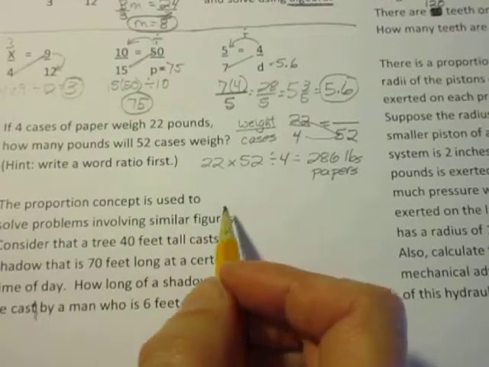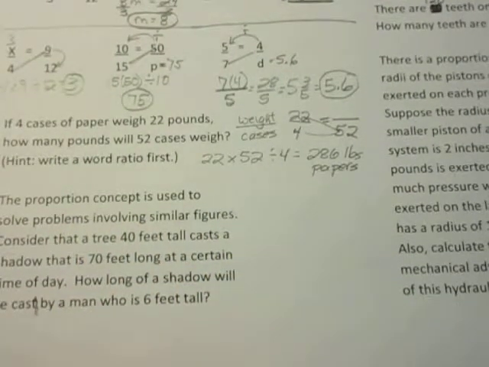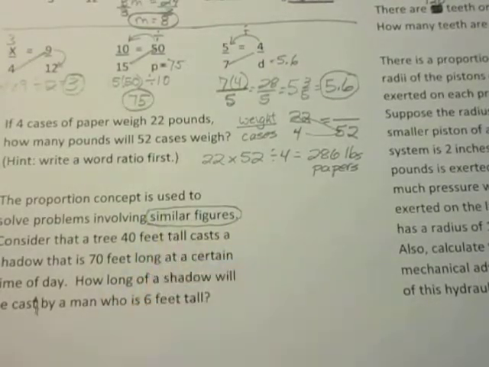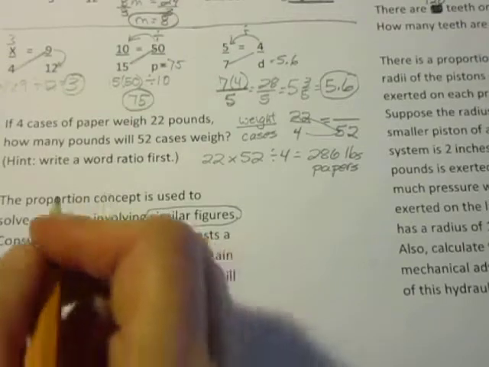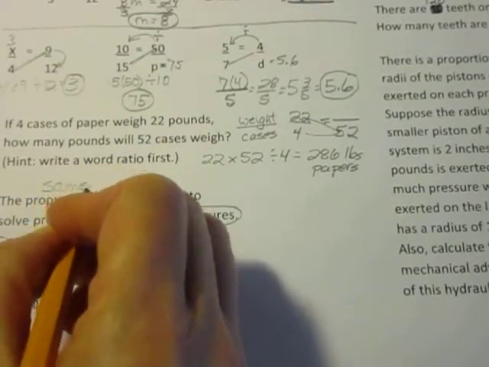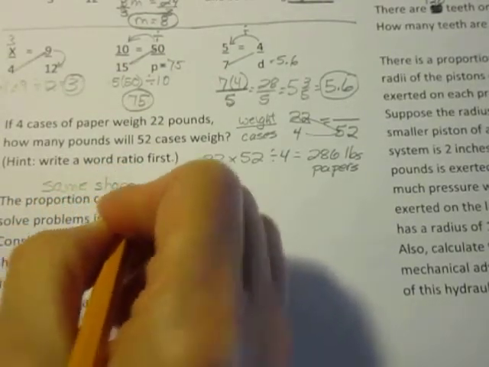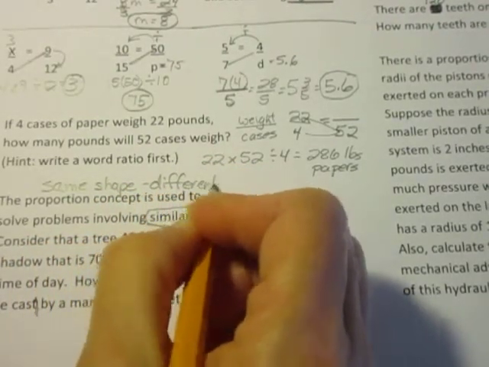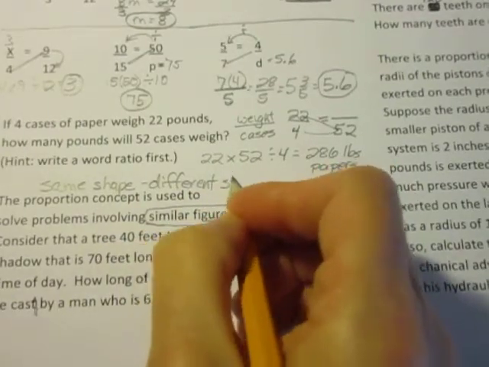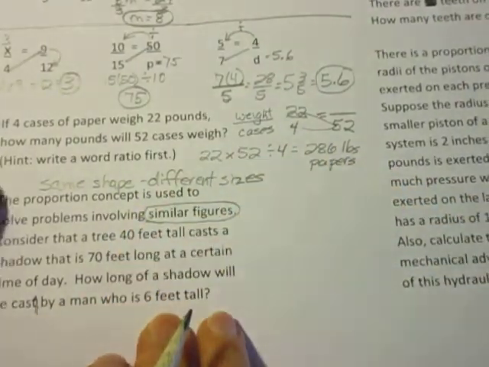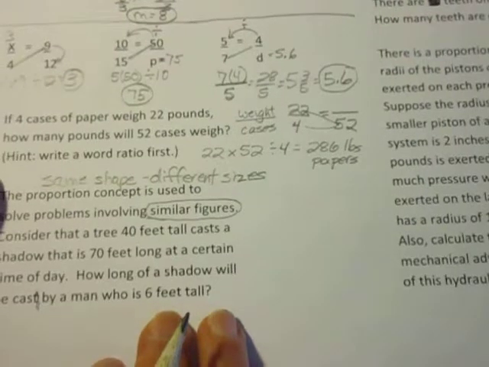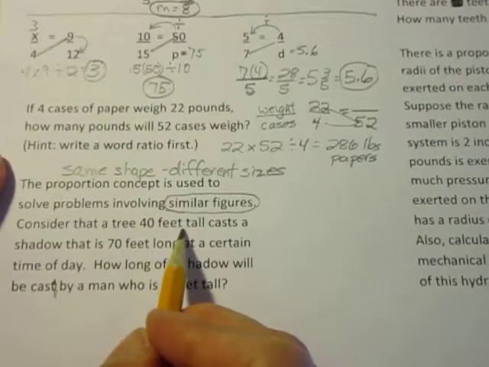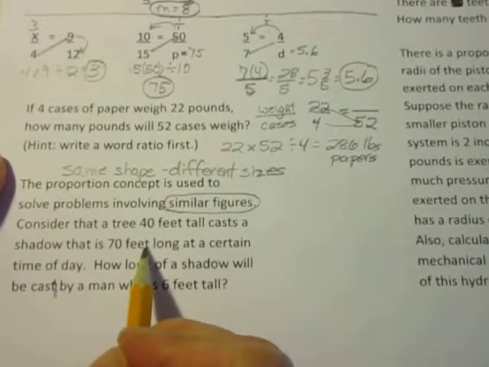Okay, the next one. The proportion concept can be used in different problems that involve similar figures. So we have to kind of know what we're talking about when we say similar figures. Similar figures means that you have the same shape but different sizes. Either one is much larger than the other, or the other one is smaller. We need to keep that in mind. We're going to take a look at a situation where we've got a tree that is 40 feet tall, casts a shadow 70 feet long.